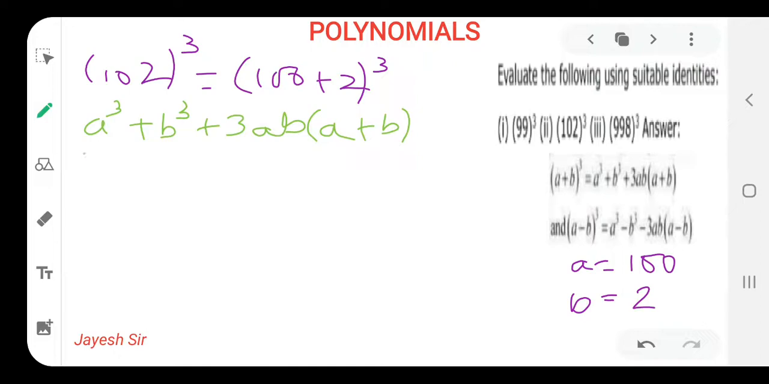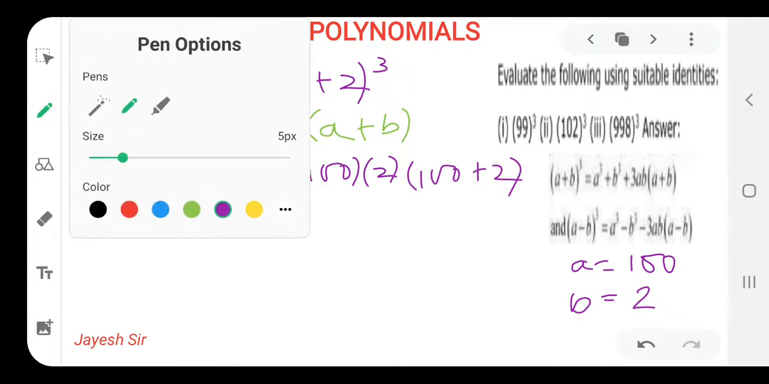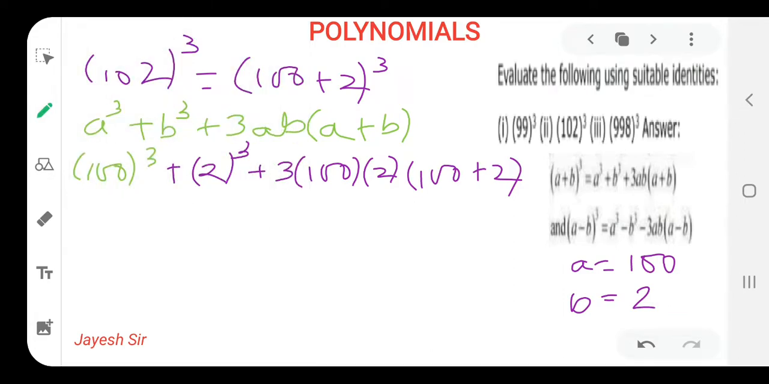Now the value of A is 100, we already assumed, so 100 cube plus 2 cube plus 300 into 200 plus 2. Yes friends, I hope you all might be getting it. Now what we are going to do, 100 cube, as I already told you, we need to multiply the number of zeros with the power, that means 2 zeros are there, so 2 multiplied by 3 would be 6, so 6 zeros would be there in our answer. I hope you all might be getting it, friends. So let's write it. So 6 zeros I have written.